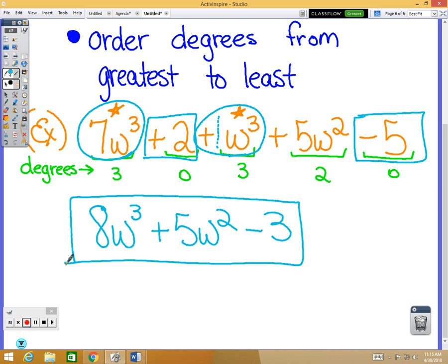So to review what we did to simplify this, I first looked at how many degrees is each term by itself. Then I worked with my terms that had the highest degree, and they were like terms because they both had w to the 3rd power. So I did 7 plus this invisible 1 coefficient to get 8 w to the 3rd power. Then my next term is 5w squared. There's nothing I can combine with that. And then my last terms have a 0 degree, positive 2, and a negative 5 give me a negative 3. All right, want to try one on your own?